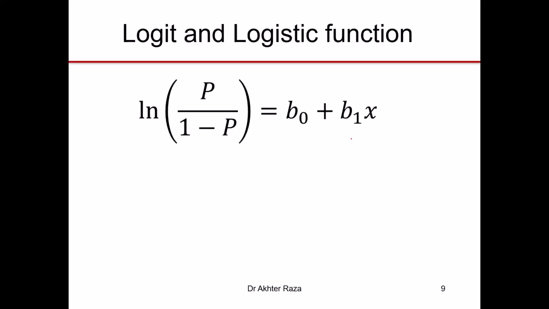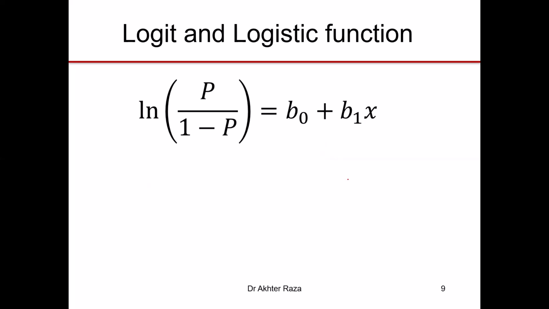Now, the value of y cap is actually the log odd. So what is it? On the right side, we have the y cap. Y cap is what? It is a simple linear regression. And on the left side, what we have? ln p upon q. This is called log odd. So log odd is the y cap, right? So now we have the two functions. One is called logistic function, other is called logit function.